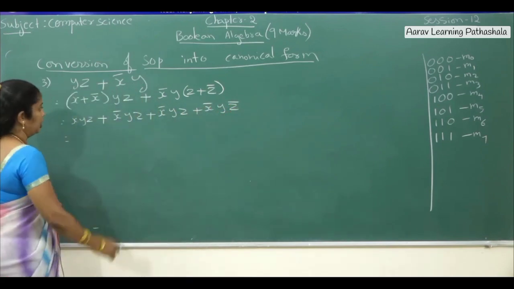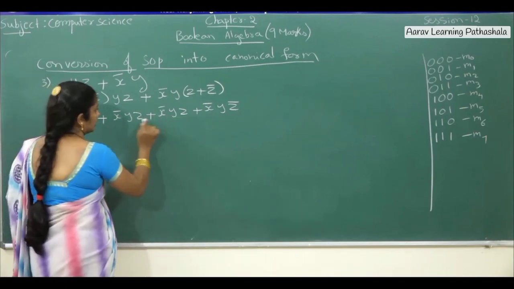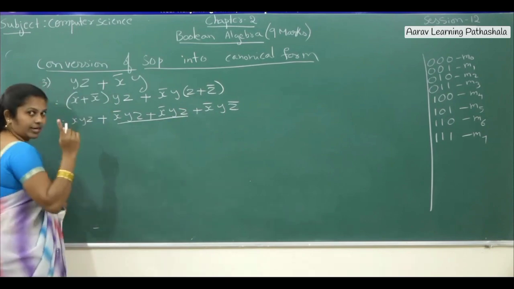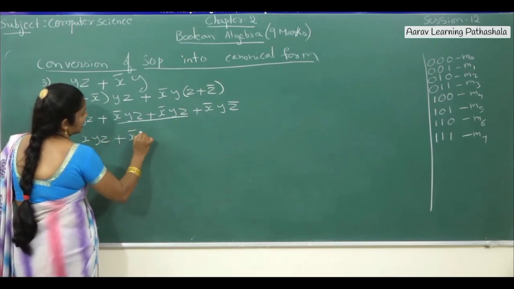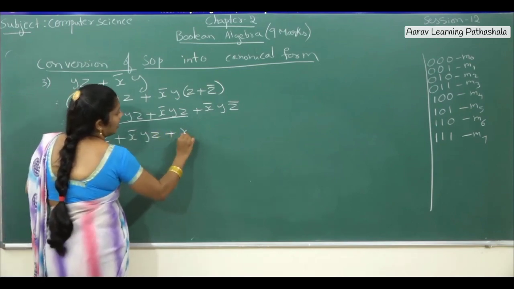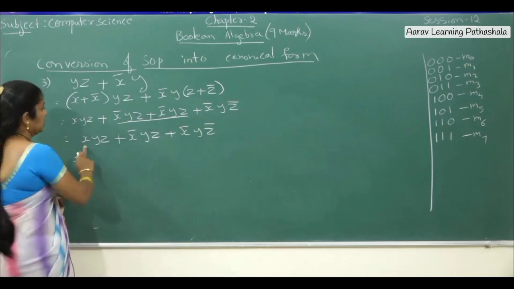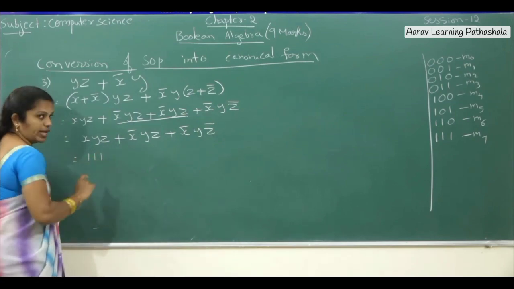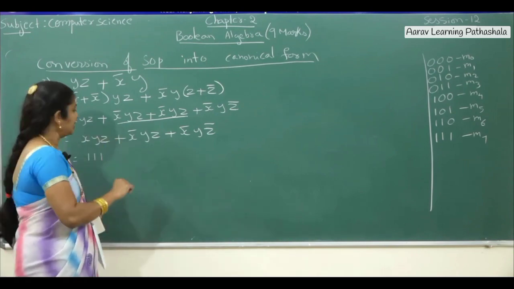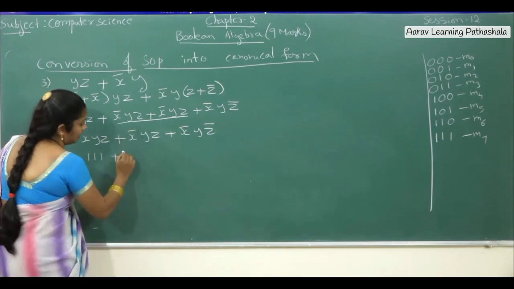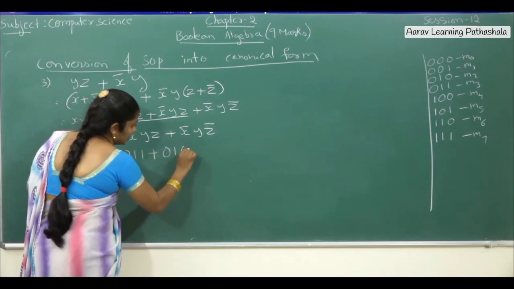Now remove the duplication. Is there any term duplicated here? x bar yz, and here also x bar yz. These two are common, therefore you have to write only one time: xyz plus x bar yz plus x bar yz bar. Now write down their equivalent binary values. 1, 1, 1. If the variable does not have a complement, then write 1. If the variable is complemented, then write 0. Plus, here it is complemented, that's why 0, 1, 1. Plus here 0, 1, 0.